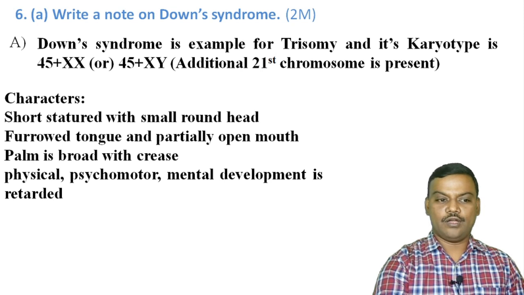The characters of Down syndrome. First, short stature with a small round head, furrowed tongue and partially open mouth. The palm is broad with a crease. Physical, psychomotor and mental development is retarded. So it is a very important question for 2 marks. Sometimes it may be asked for 3 marks also. So these points are valid points for Down syndrome.